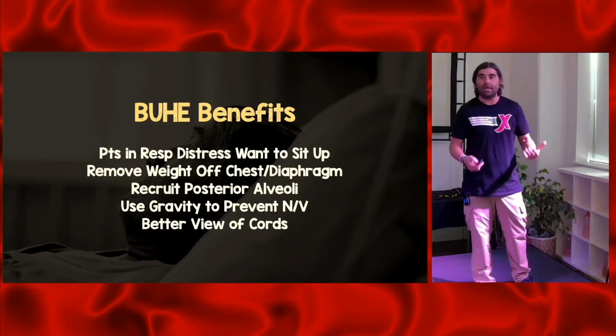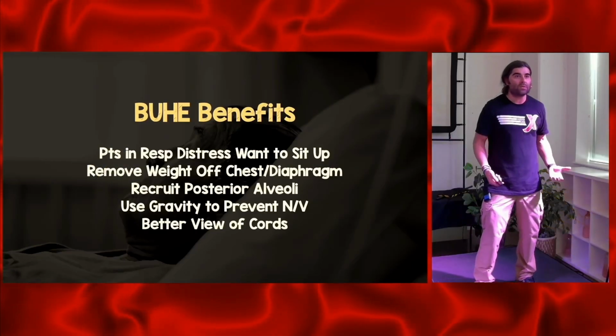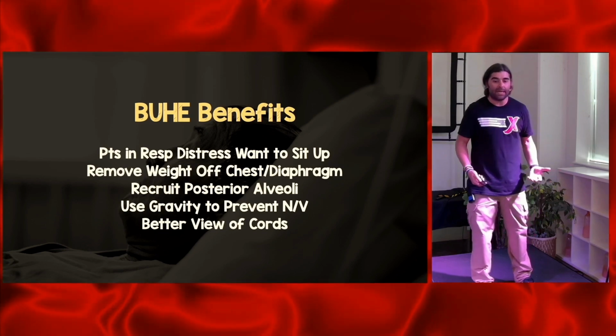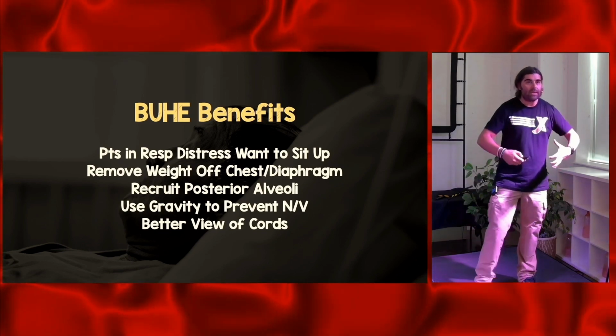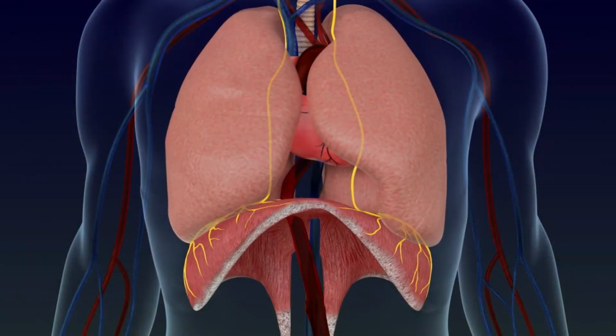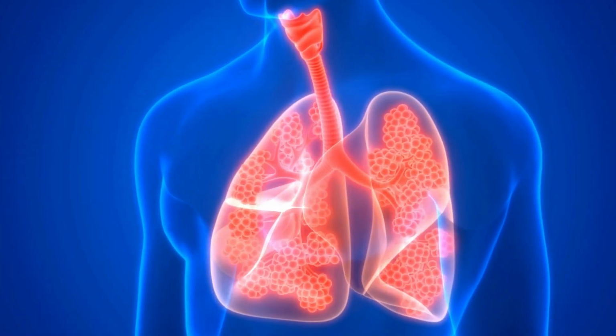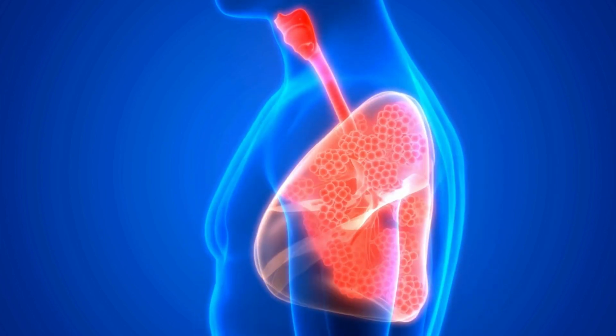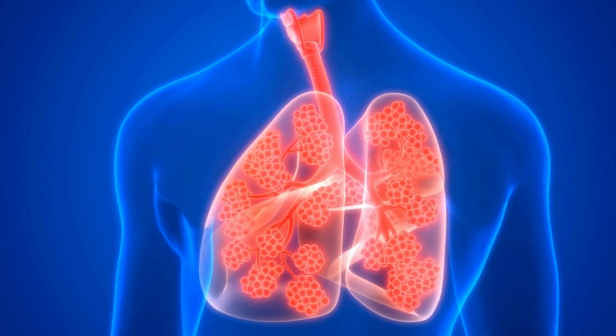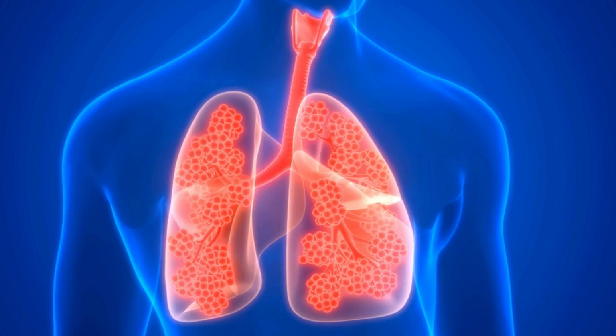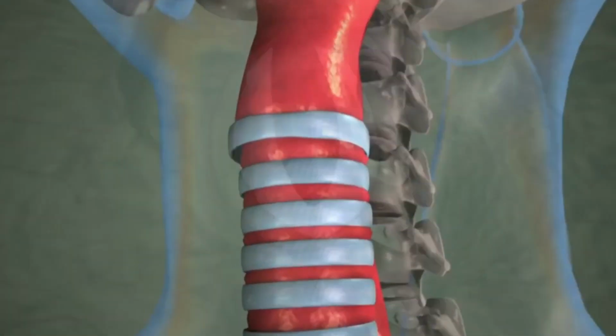Stop laying patients down flat when you're going to intubate them, okay? If you've ever seen somebody in respiratory distress, the natural position of comfort is they want to sit up. They don't want to lay down. It takes extra weight off the diaphragm, allows for better ventilation and oxygenation. It helps you recruit posterior alveoli, which is where the largest surface area of the lungs is. It uses gravity to prevent nausea and vomiting, and you just simply get a better view of the cords.